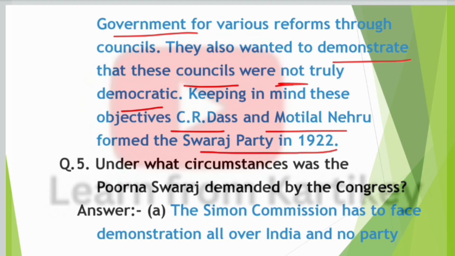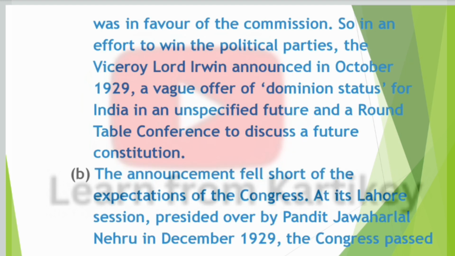Next question, question number 5: Under what circumstances was Purna Swaraj demanded by the Congress? Answer, first point, the Simon Commission had to face demonstrations all over India and no party was in favor of the commission. So in an effort to win over the political parties, the Viceroy Lord Irwin announced in October 1929 a vague offer of dominion status for India in an unspecified future and a round-table conference to discuss a future constitution.